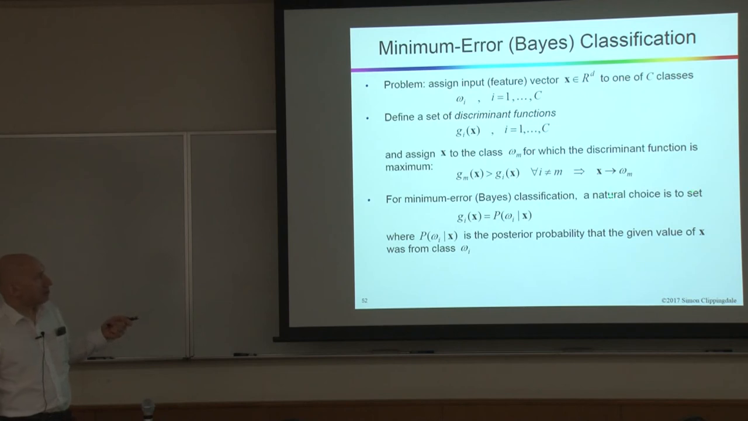And a natural choice of these discriminant functions is to use this thing, which is the posterior probability that a given value of X here came from the ith class. Is everyone familiar with this notation for posterior or conditional probabilities? Maybe not. Okay, so this is read as the probability of omega I given X. And it's known as the posterior probability that the given value of X came from the ith class, omega I.